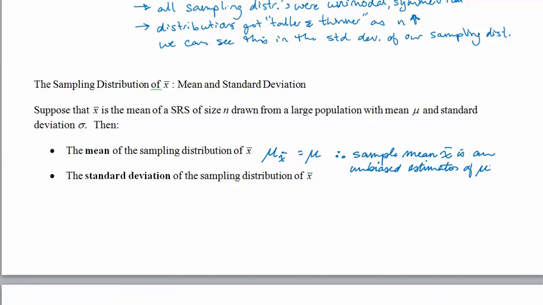subject in our population. The standard deviation of the sampling distribution of x bar, so sigma x bar, equals sigma over the square root of n. And so this is the population standard deviation divided by the square root of the sample size.